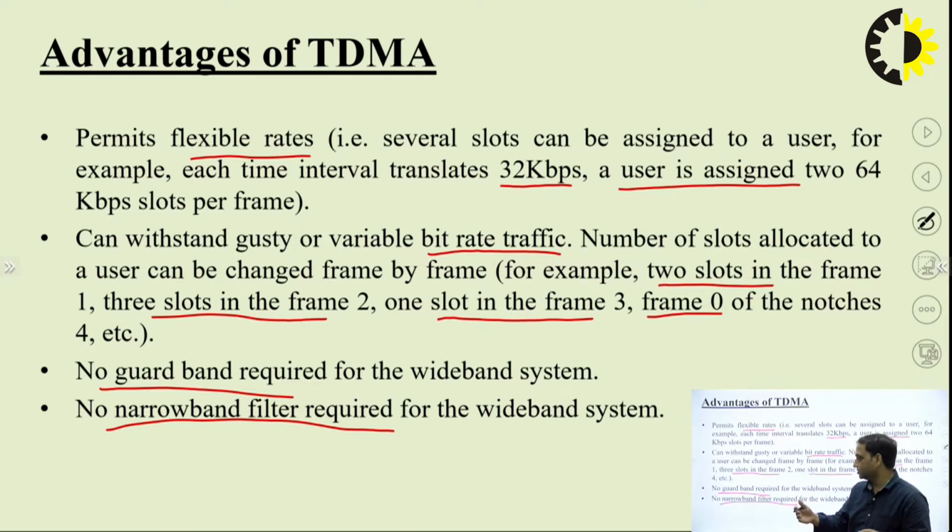So in that case, there is no need for guard bands, and there is no requirement of the narrowband filter at the receiver, so that it can be received in chunks, right? So it's not required here.